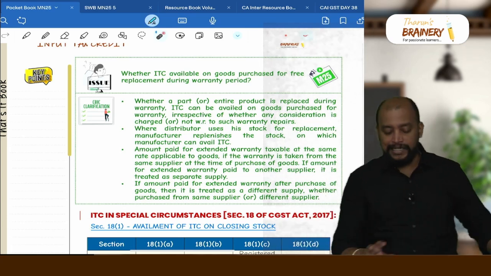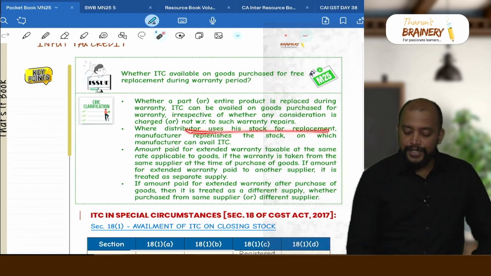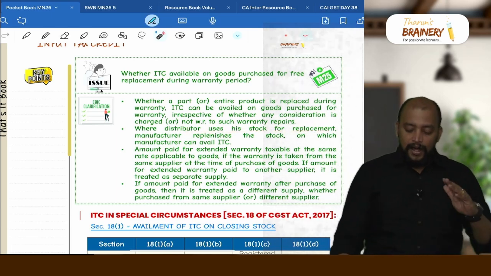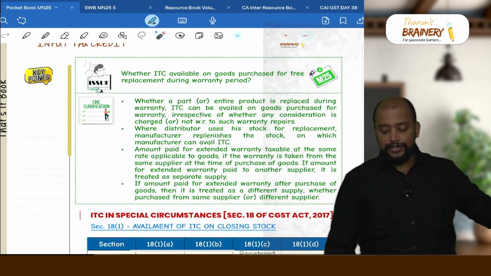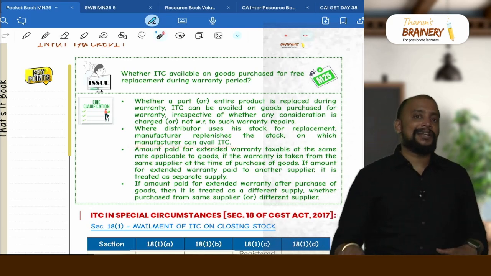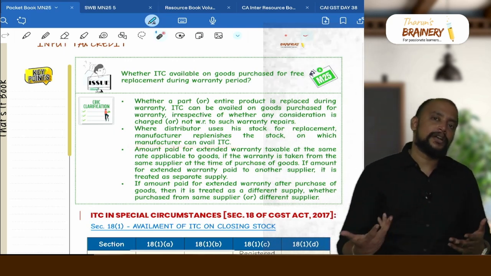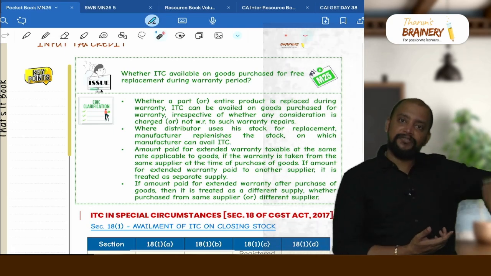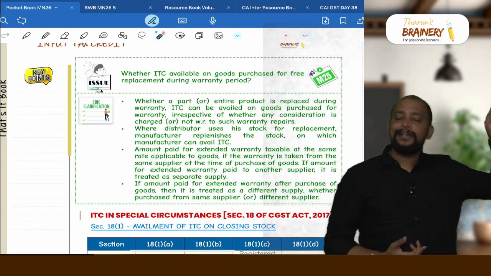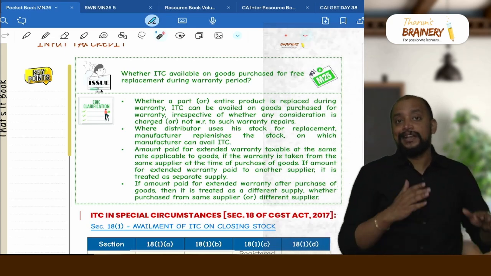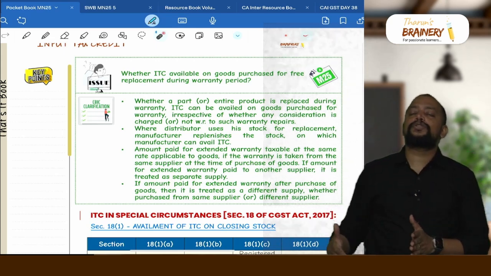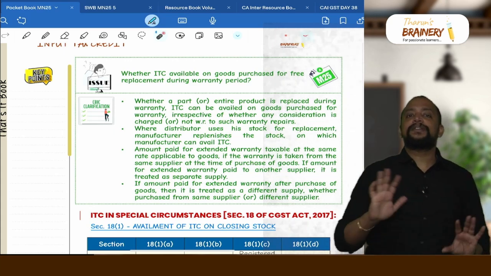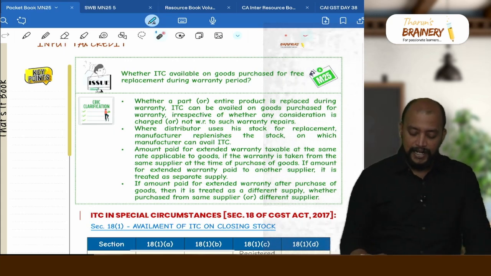You enjoy the ITC. Then whether the distributor uses his stock for replacement. So he may be using his stock for replacement. Or the manufacturer may replenish the stock on which the manufacturer can take ITC. So if the distributor uses his stock, he can take ITC on the stock purchase, and that stock will be replaced by the manufacturer. Now the manufacturer will buy, and the manufacturer also can take ITC. Now when the manufacturer is sending the stock to the distributor as a replenishment, meaning refilling, that will not be a supply, it will be under the cover of a delivery challan.